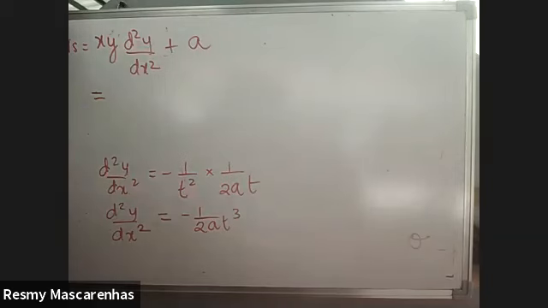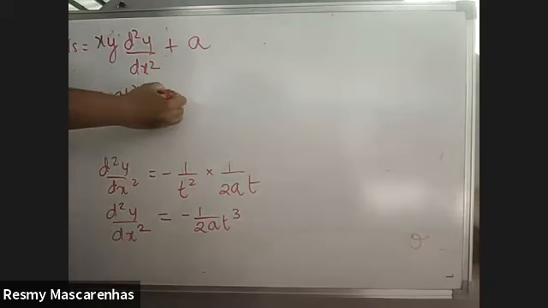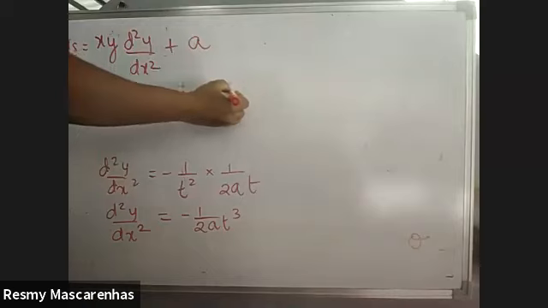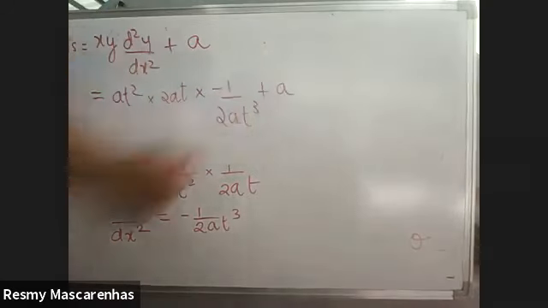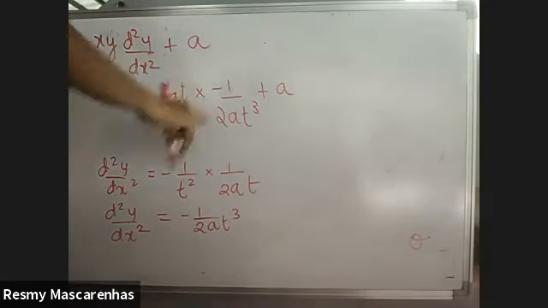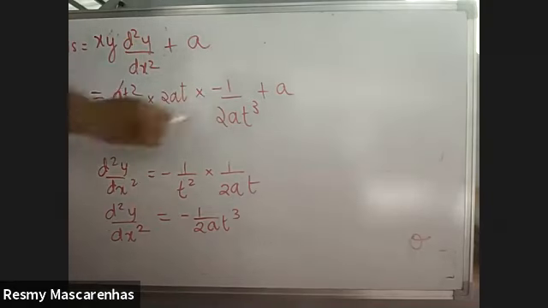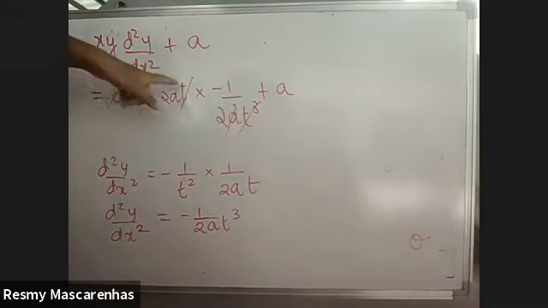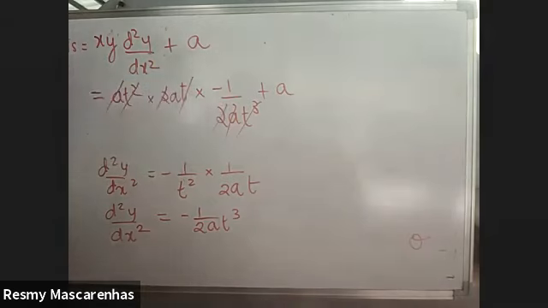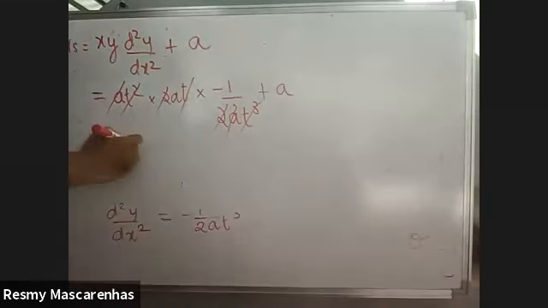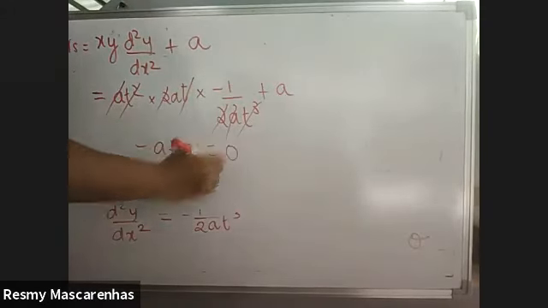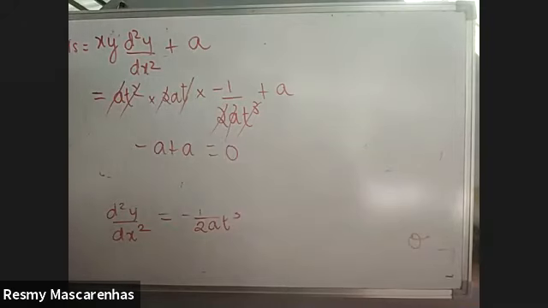So x in the question is given as at square, y is given as 2at, and this is the second derivative. All the values I've substituted, then cancel. t square and t, all 3 will go because 2 and 1 total will become 3. 2 and 2 also will cancel. So what will be left is minus 1 into a, which is minus a, plus a, which will be equal to 0 and equal to your right hand side.